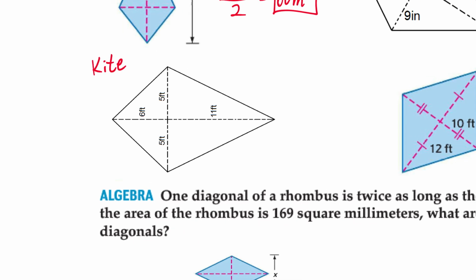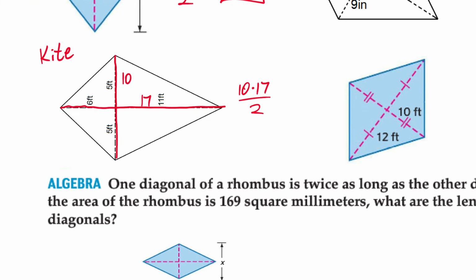But we still want to find its area. So how long is this whole diagonal right here? It's 10, 5 and 5, and then how long is this whole diagonal? It's going to be 17. So we're going to do diagonal 1 times diagonal 2 divided by 2. Is going to be 85 square feet.